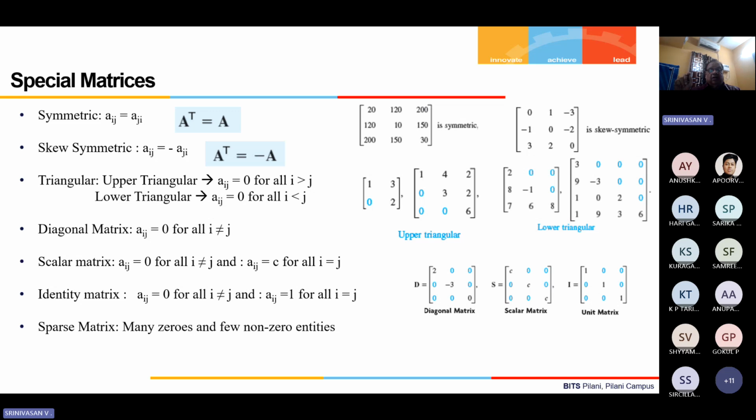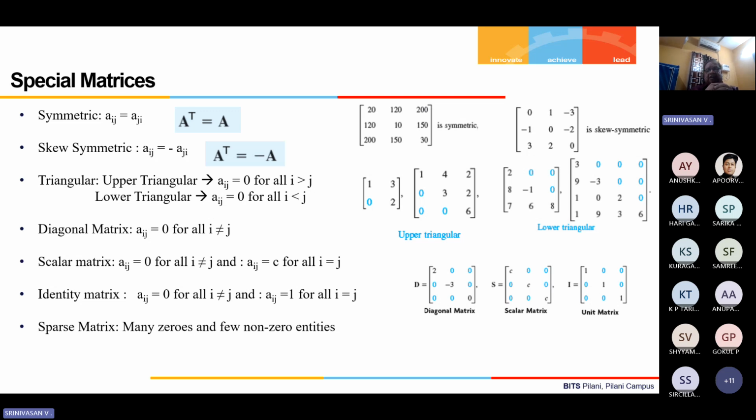That means for all i not equal to j, suppose you take a 3 by 3 matrix: A12, A13 are 0, 0. Here, A21, 0, A23, 0, A31, 0, A32, 0. So except the diagonal elements, other elements are all zeros. That's the reason why it is called a diagonal matrix. The diagonal should exist. Now you may have a doubt.